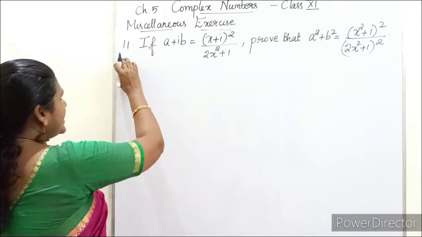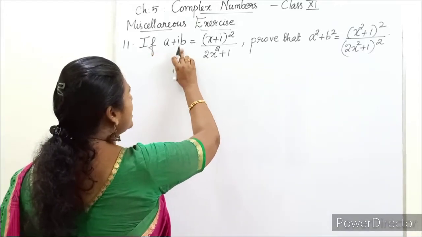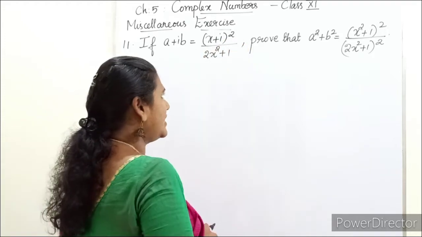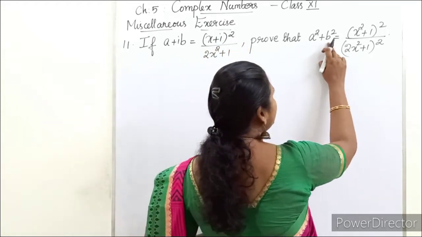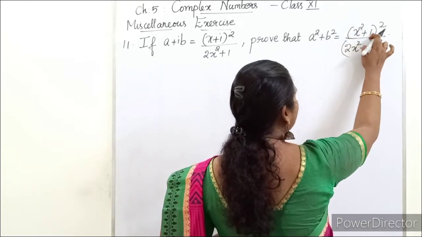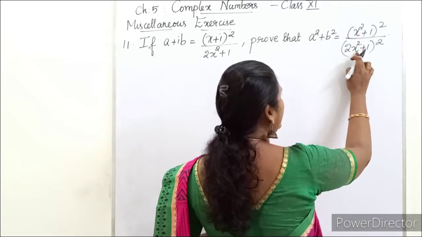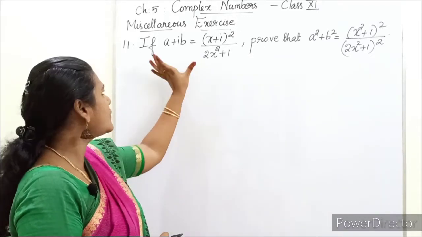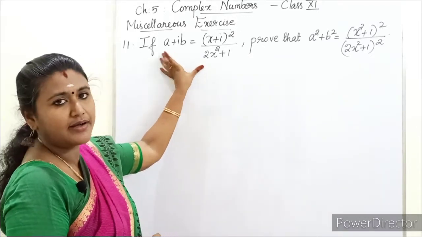So question number 11: if a plus ib is equal to (x plus i) the whole square divided by 2x square plus 1, then prove that a square plus b square is equal to (x square plus 1) the whole square divided by (2x square plus 1) the whole square. So this is the question. We will start with the given expression.